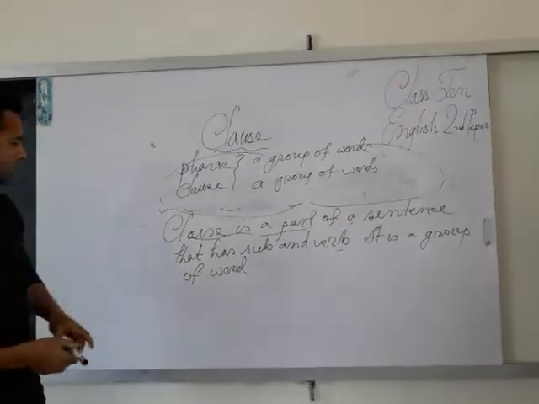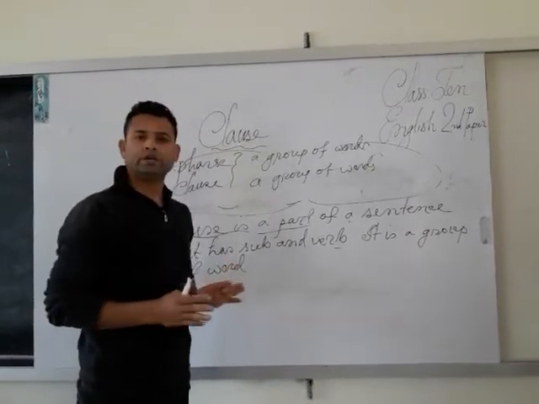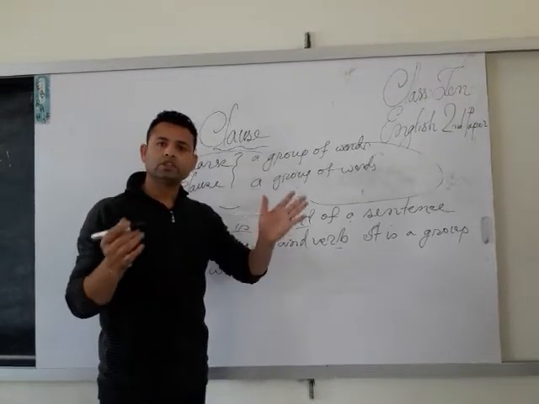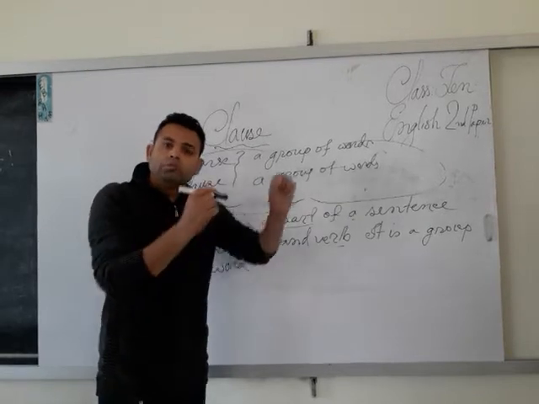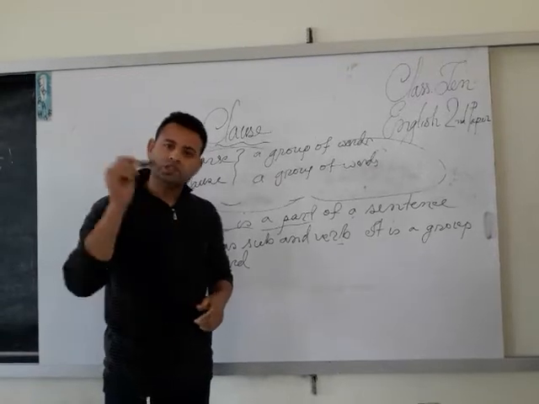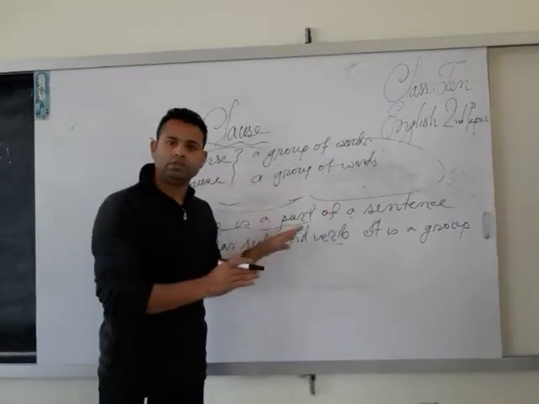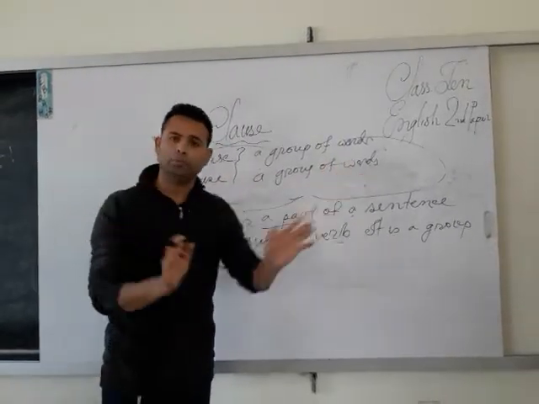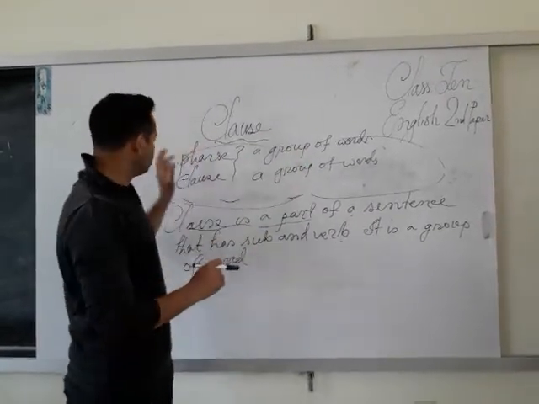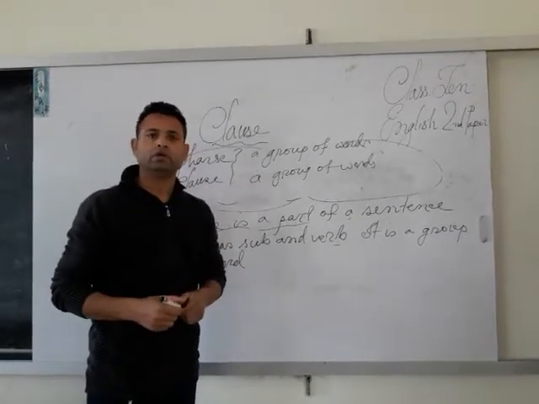But the definition of clause is that the clause has subject and verb at a time. In a phrase, there may be a main subject or a main verb, but subject and verb are not available at a time. This is the main difference. Phrase is also used as a part of a sentence. Clause is also used as a part of a sentence. But the main difference is clause has subject and verb, but phrase has no subject and verb at a time.